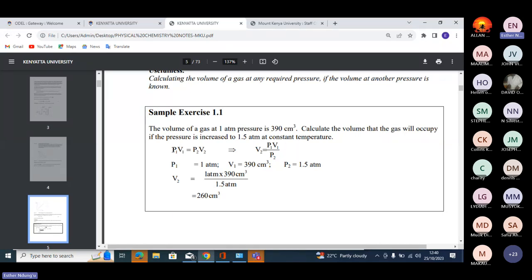So here we just apply P1 V1 equals P2 V2. We insert the values and make V2 the subject of the formula. So V2 will be P1 V1 over P2. You just put in the values: 1 times 390 over 1.5. You get that when the pressure is 1.5 atmospheres, the volume is 260 centimeters cubed. So when we increase the pressure, the volume decreases.